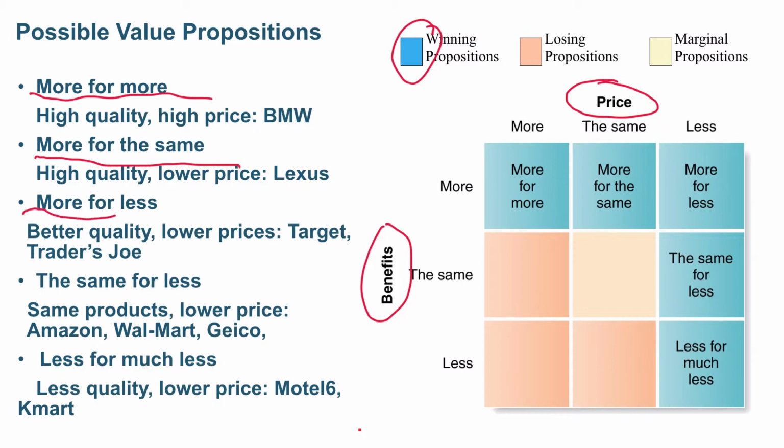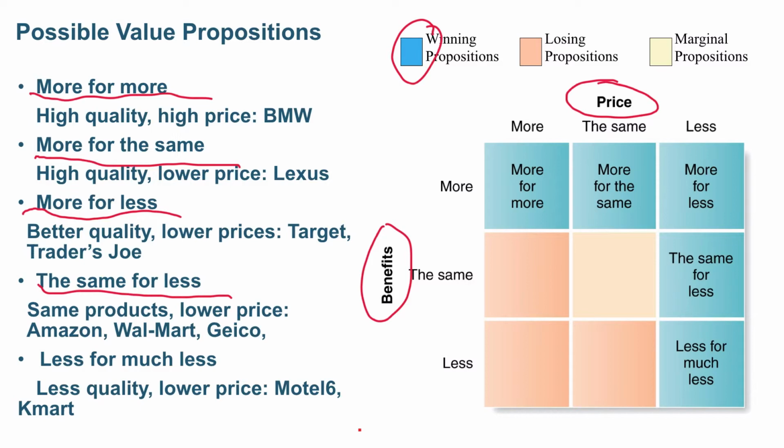Then the next strategy is more for less. More for less is when I have better quality with lower prices. So that will be Target, that will be Trader Joe, maybe even Amazon in some cases, especially now these days when they're actually selling some of the brand names. And then we have the same for less. So that will be Geico and that will be Walmart, where you have the same products but for a lower price. So they don't offer better quality, they offer the same quality for lower price, and Amazon is also in that market as well.